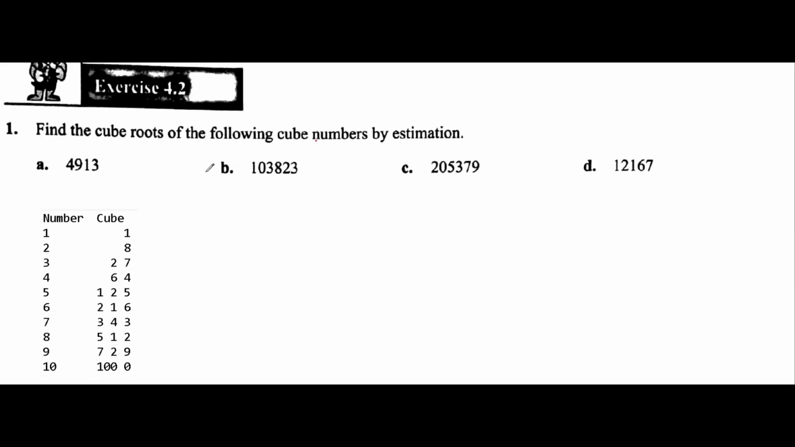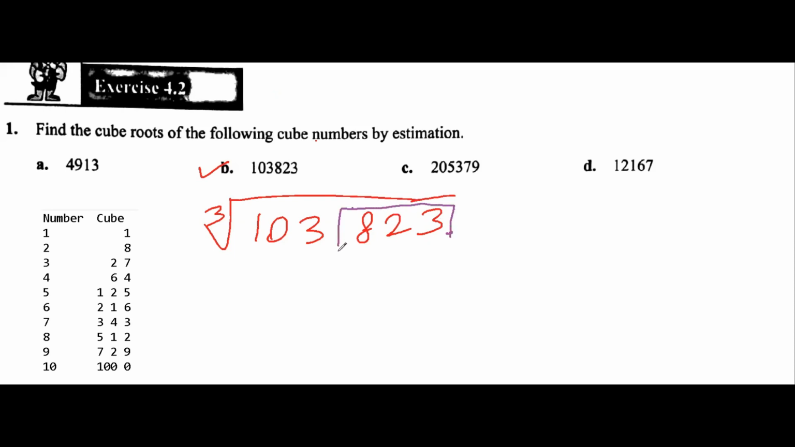So I am going to solve B1. First I will write the cube root of this number, 103823. What is the first step? The first step is to make groups from the decimal point, groups of triplets. So this is what I have grouped.